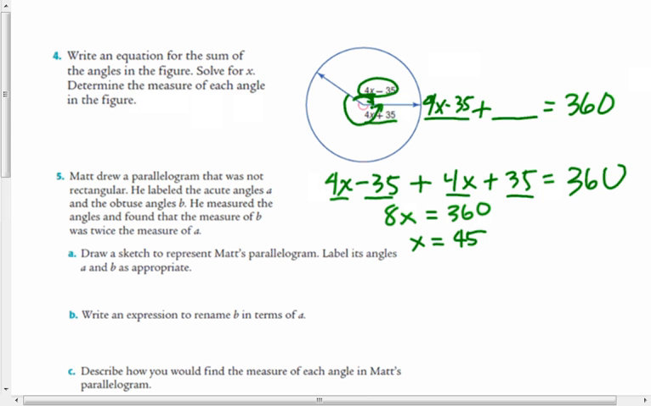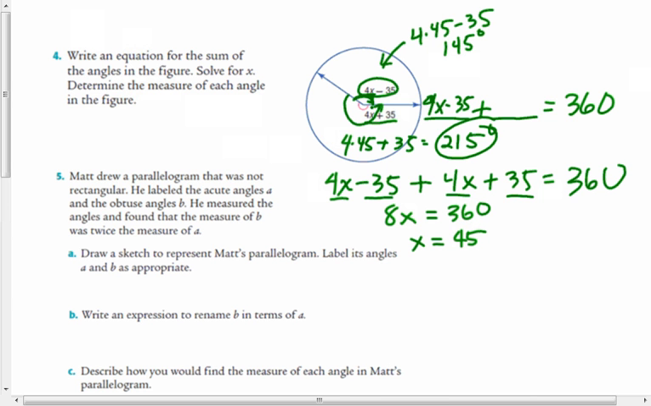So now we can find the measure of each angle. This angle is 4 times 45 minus 35. 4 times 45 is 180, minus 35 is 145. And the other angle is 4 times x plus 35, so 4 times 45 plus 35, that's 180 plus 35, which is 215. And so we now have the two angle measures, 145 degrees and 215 degrees. And those two should add up to 360, which they do.